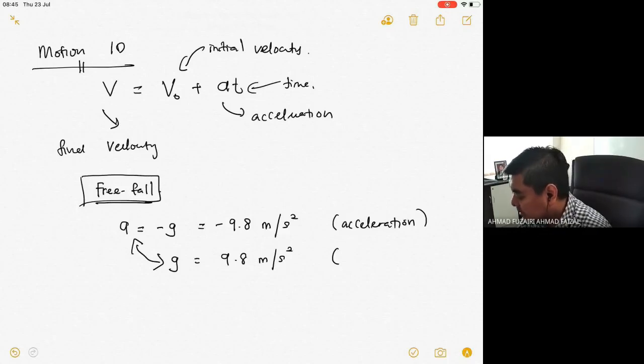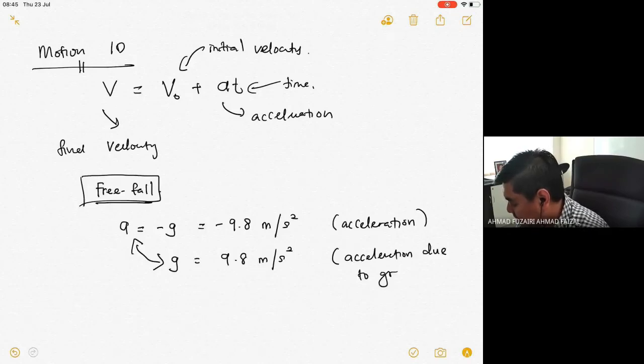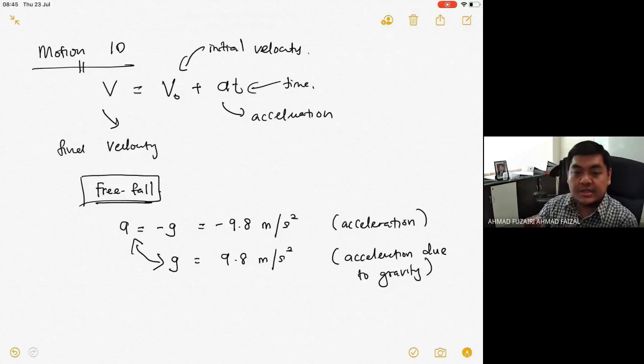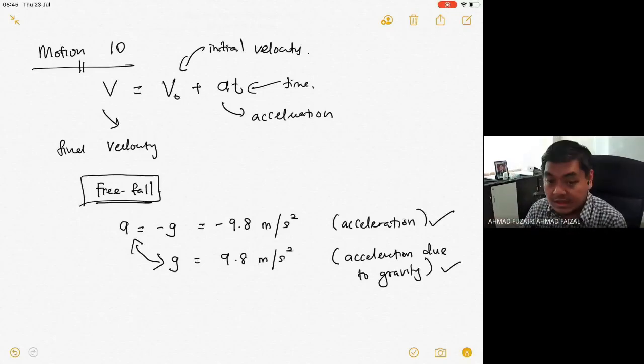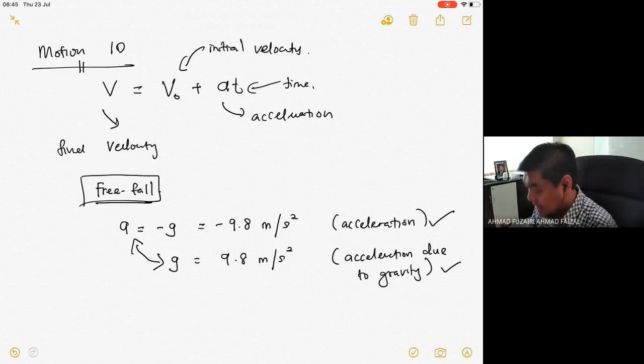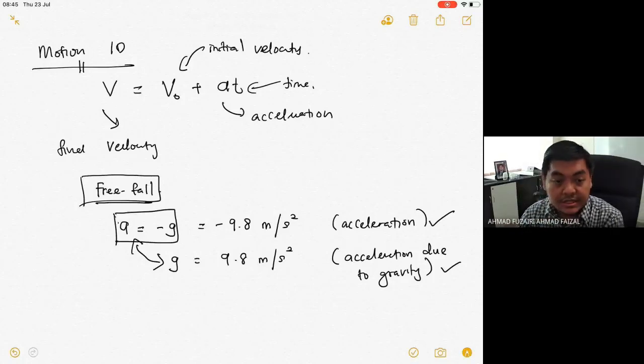And this one is also acceleration due to gravity. It's actually the same thing, but this one is the general acceleration, and this one is the acceleration due to gravity. So make sure you don't get confused between the terms, because A is always equal to negative G. A is always equal to negative G whenever we have free fall motions.